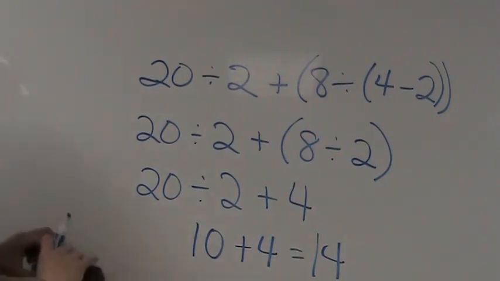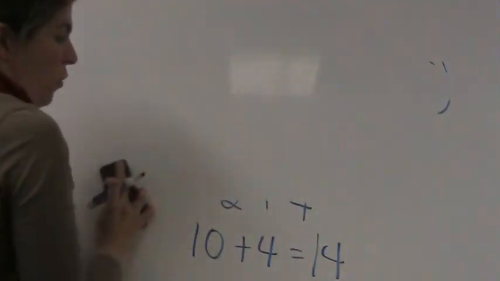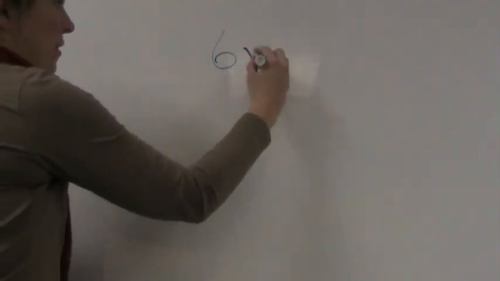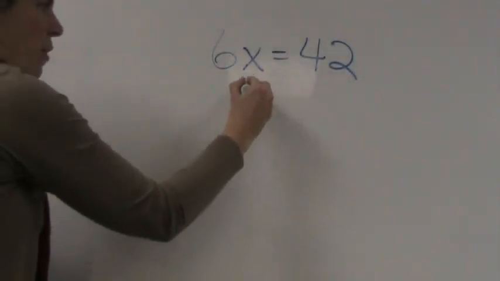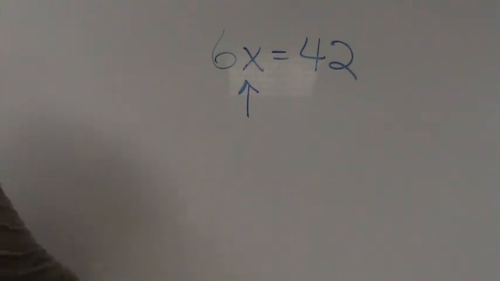Now, we are going to solve some equations where we have a variable. So if we have an equation like this, 6x equals 42, I want to know what x is. What number that I substitute in for x is going to make this equation true? So I can ask myself that question. 6 times what? 6 times what number here equals 42?